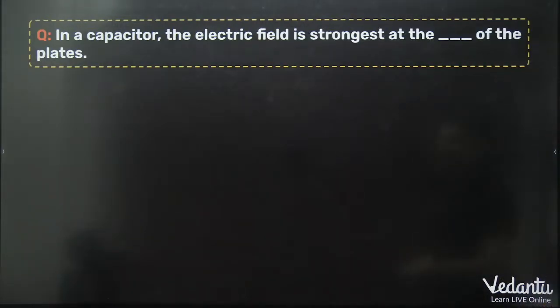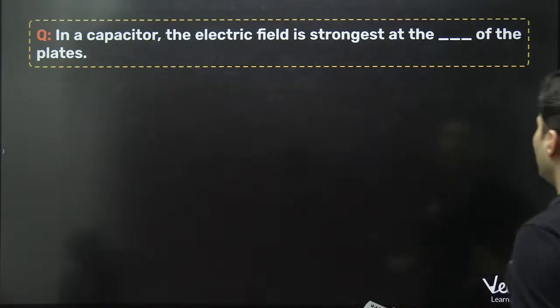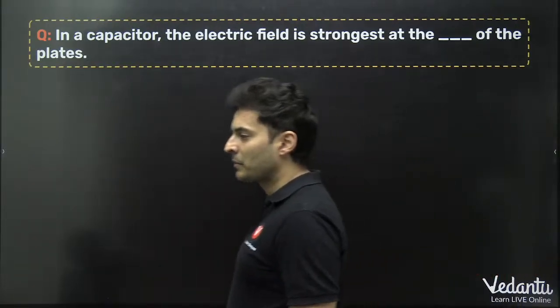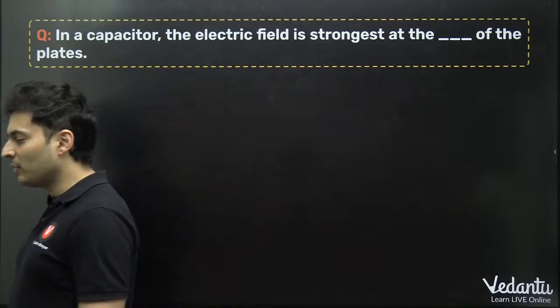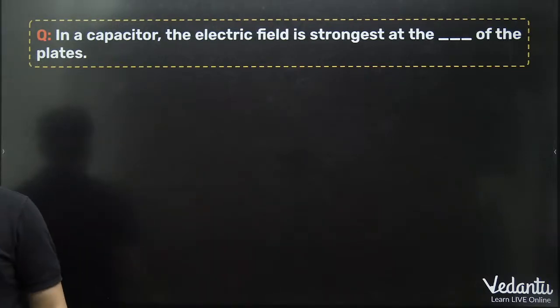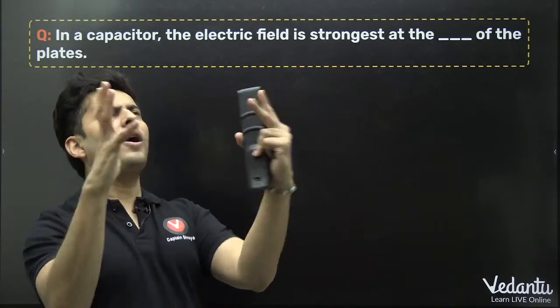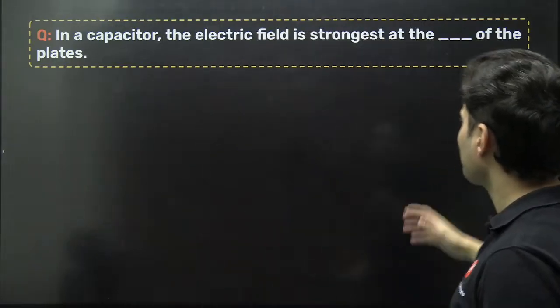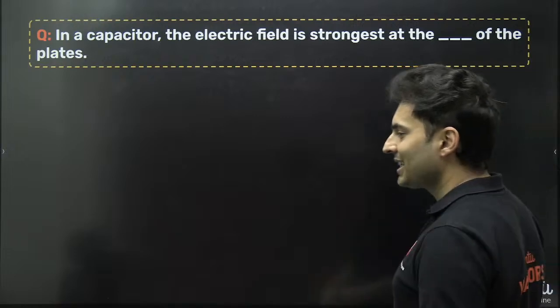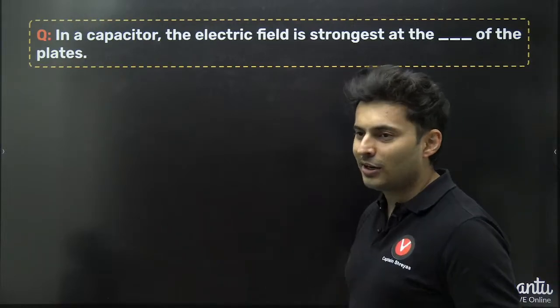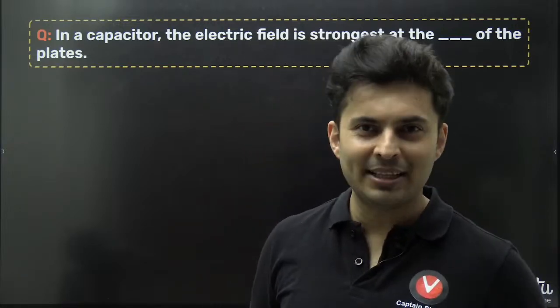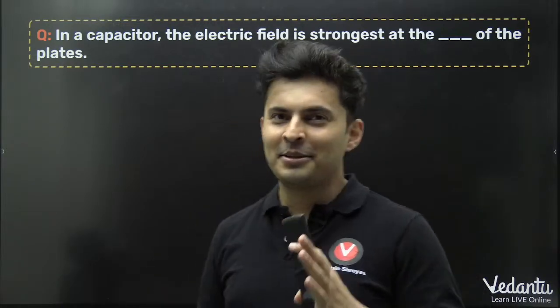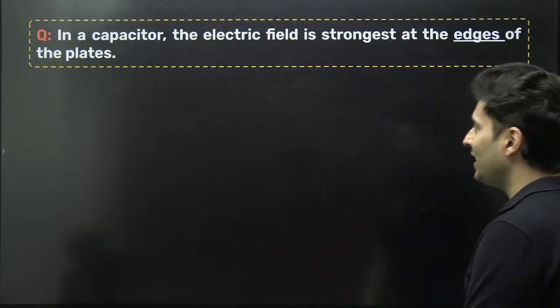In a capacitor, the electric field is the strongest at the dash of the plates. This is very tricky. Many people do not get it. Where do you think the electric field is the strongest for a capacitor plate? Come on. Where do you think it is? A lot of people are going to say, sir, everywhere it is the same. Some people think it is at the center. No, the answer is the edge.